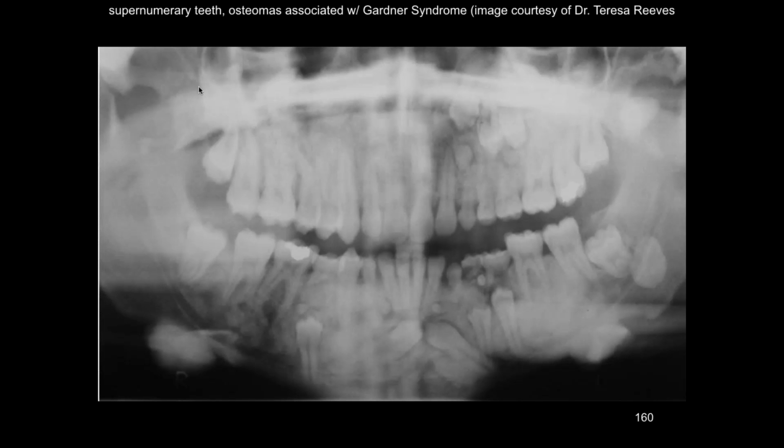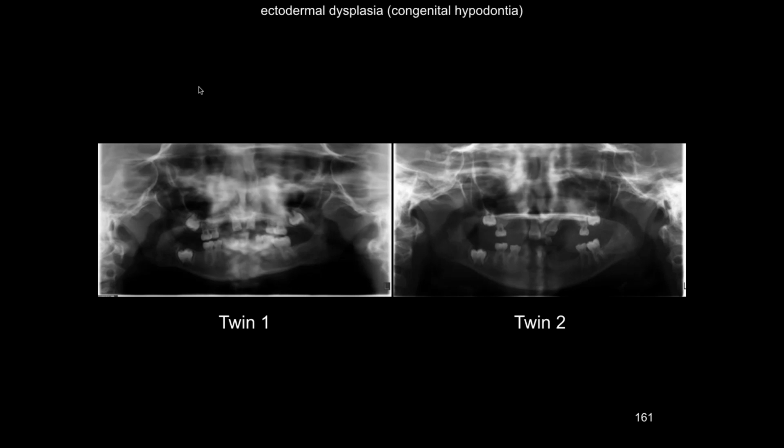These patients, you should be asking about GI polyps with, right? So Dr. Reeves is our consultant for radiology, right? So she shared with me this case. Lots of supernumerary teeth. There's a couple osteomas in here. And then you find out this patient has GI polyps all over the place. And then here's the twins that had the ectodermal dysplasias, congenitally missing 1 or more teeth.